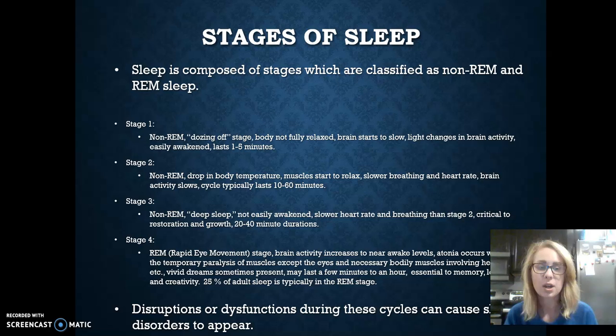Atonia occurs, which is the temporary paralysis of muscles except the eyes and necessary bodily muscles involving the heart, lungs, and so on. Vivid dreams sometimes present, may last a few minutes to an hour, essential to memory, learning, and creativity. 25% of adult sleep is typically in the REM stage. Disruptions or dysfunctions during these cycles can cause sleep disorders to appear.